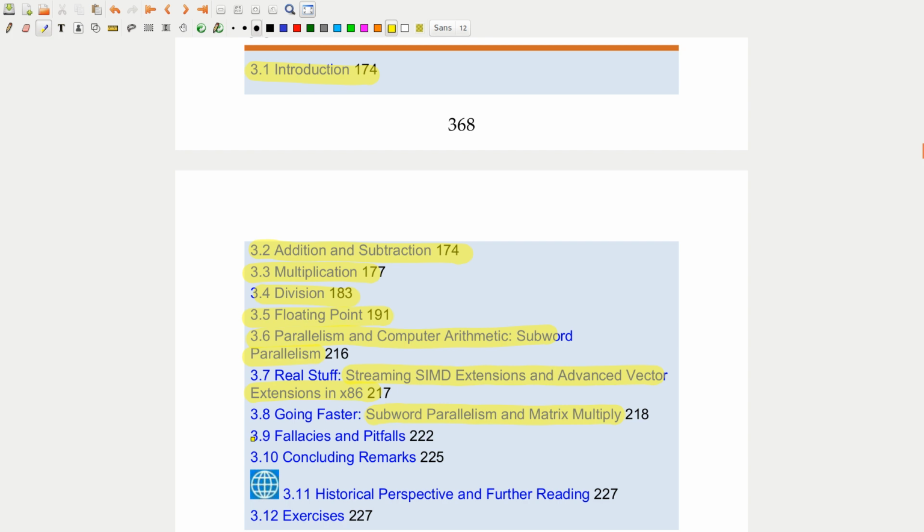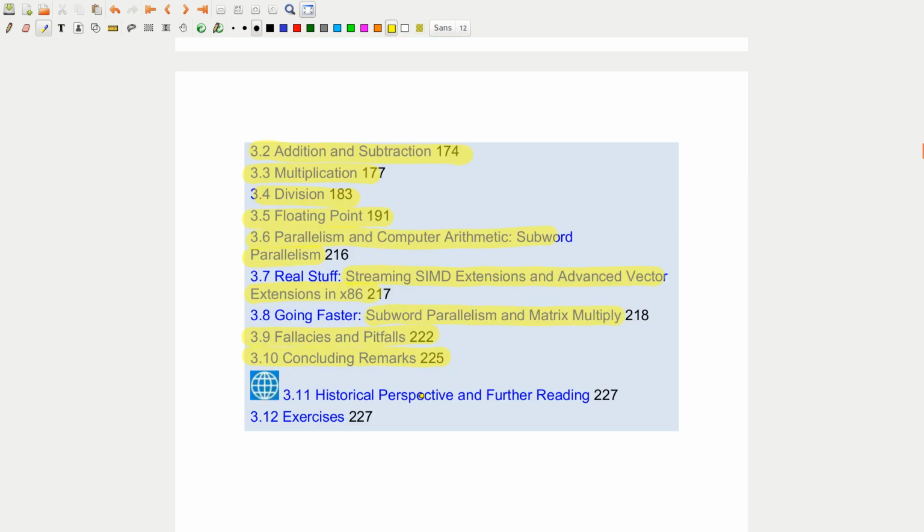Then, because this is a good old Patterson and Hennessy book, we've got to go over the fallacies and pitfalls. We've got to keep you guys from making those silly mistakes or thinking something that's not quite correct. And then finally, we're going to see if they have anything interesting to say in the concluding remarks. We'll go ahead and skip the historical perspective and further reading for today. Perhaps on our own time we can do something about that.